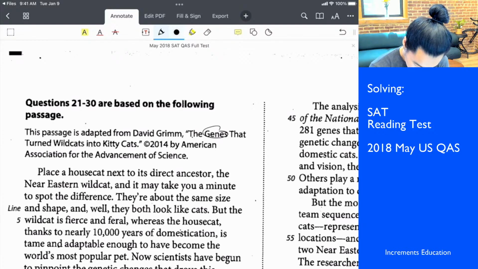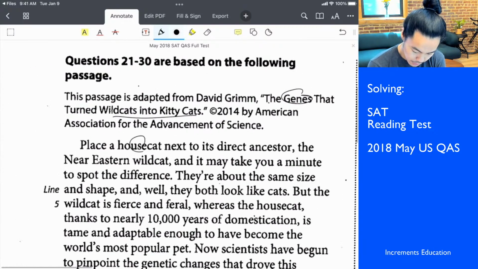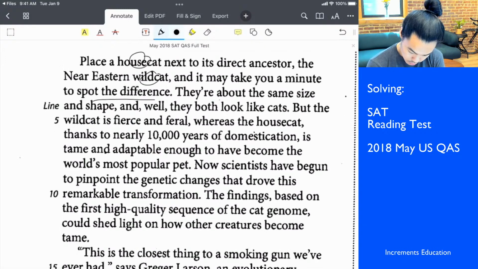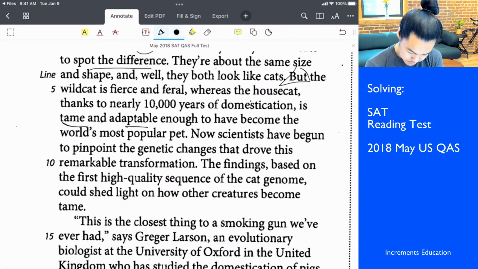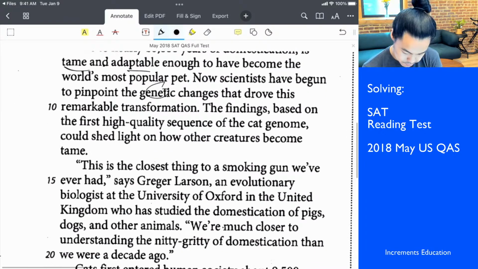We're talking about genes, the evolution of cats. A house cat versus a wild cat. It might take you minutes to spot the difference. What's the difference? But it's tame and adaptable. And what are the genetic changes that make taming happen? The findings, based on that, could shed light on how others become tame. Okay.